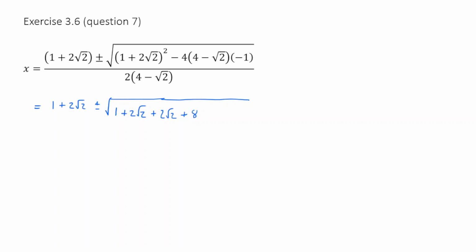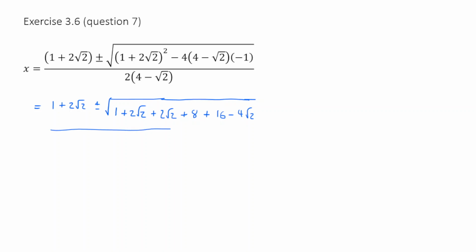And then this one, well, I can say I've got minus 1 times minus 4. So that's going to be positive 4, and then I can multiply positive 4 by 4 minus root 2. So I'm going to get plus 16 minus 4 root 2. Okay, so that's all the stuff on the inside there.